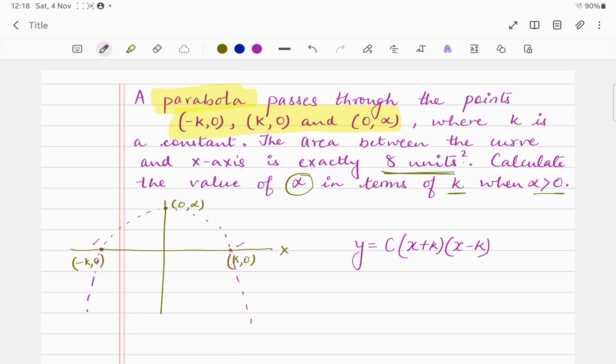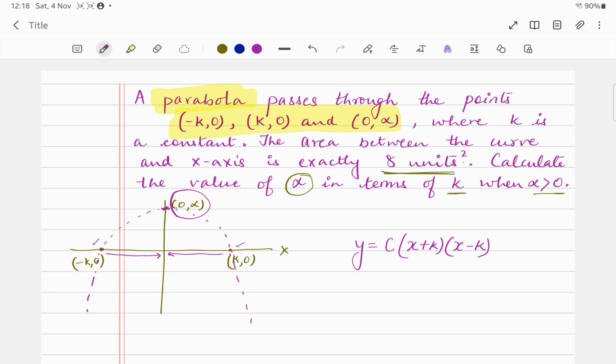We also know that this point here is going to be the vertex. How do we know? Because it is exactly in the middle of these two points, and this line is exactly in the middle. It's the axis of symmetry, and the point on the parabola on the axis of symmetry is your vertex.